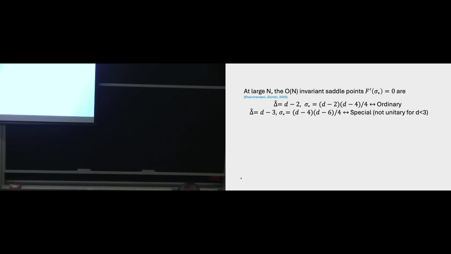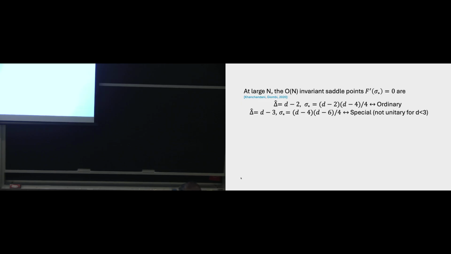And that's why I showed earlier that the first line is just the free energy of a scalar with boundary dimension d minus 2. And this corresponds to the ordinary transition. And the other saddle point is delta hat equals d minus 3, which corresponds to the special transition. And you see that delta hat becomes negative when d is smaller than 3. That's why it does not extend below 3.